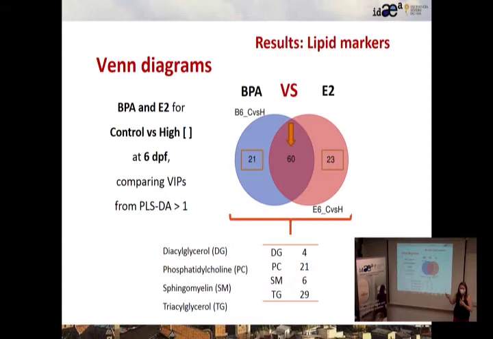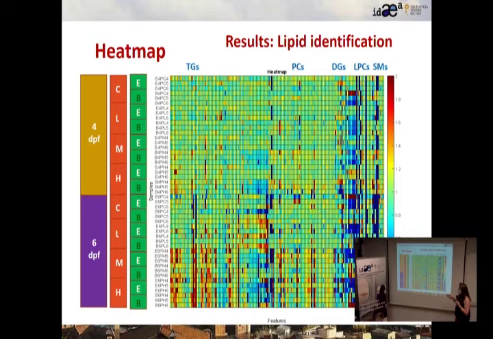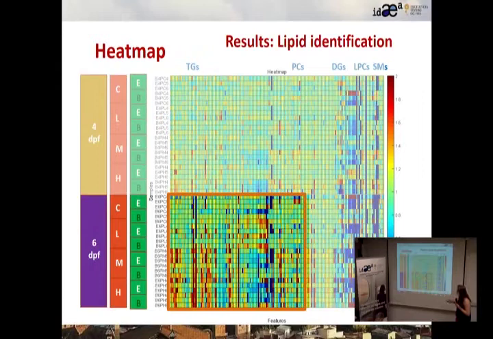This is a heat map that includes all days, so 4 and 6, and then concentration levels ranging from control samples to high exposure samples, and then alternating estradiol or bisphenol A. And if we look here, when we increase the day and the concentration levels, we see how more lipids are being affected by the exposure, as expected.